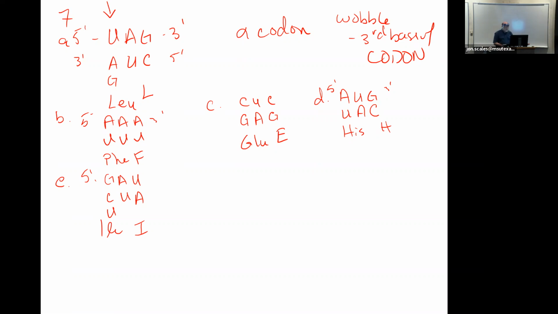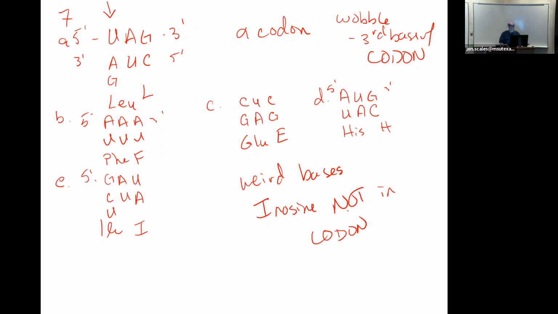Okay. So the weird bases, like inosine, are not in a codon because they're not in the mRNA. They could only be in an anticodon. Okay, so the weird modified ones can only end up in an anticodon or in a tRNA. And honestly, there aren't any for humans. All right, so that answers questions 7 and 8, really.